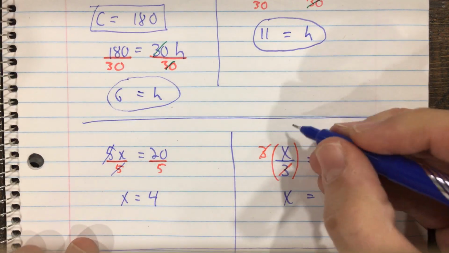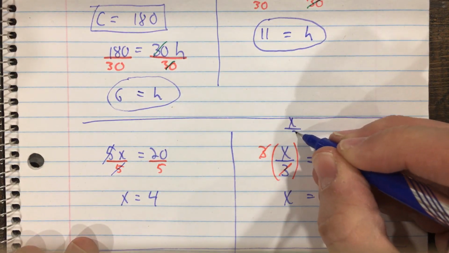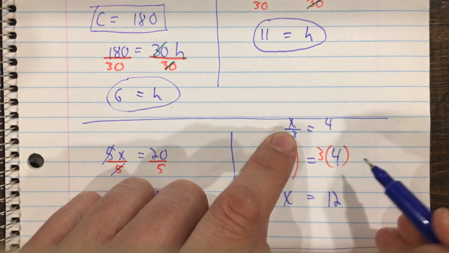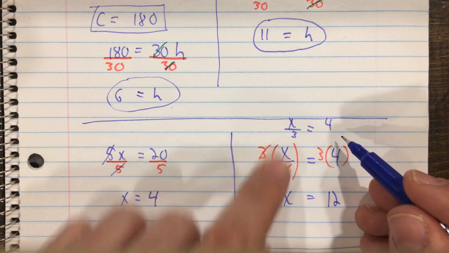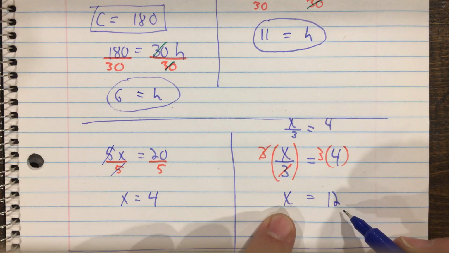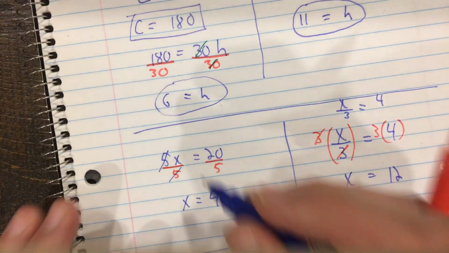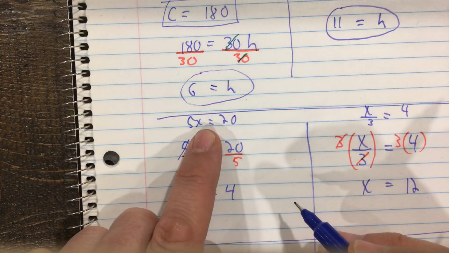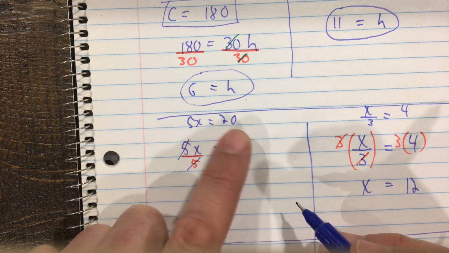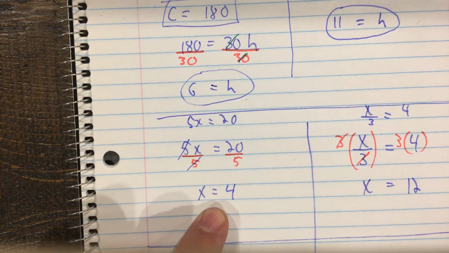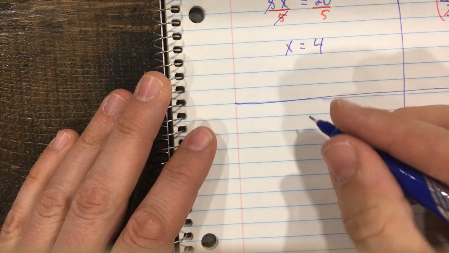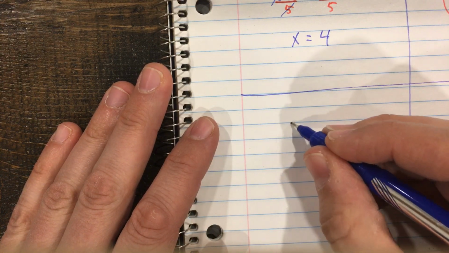Okay? So what it's really asking is back up to the original. If I show this up here, a number divided by 3 is equal to 4. And you found that number to be 12. Over here, what it was asking, a number multiplied by 5 is equal to 20, and you found that number equal to 4.